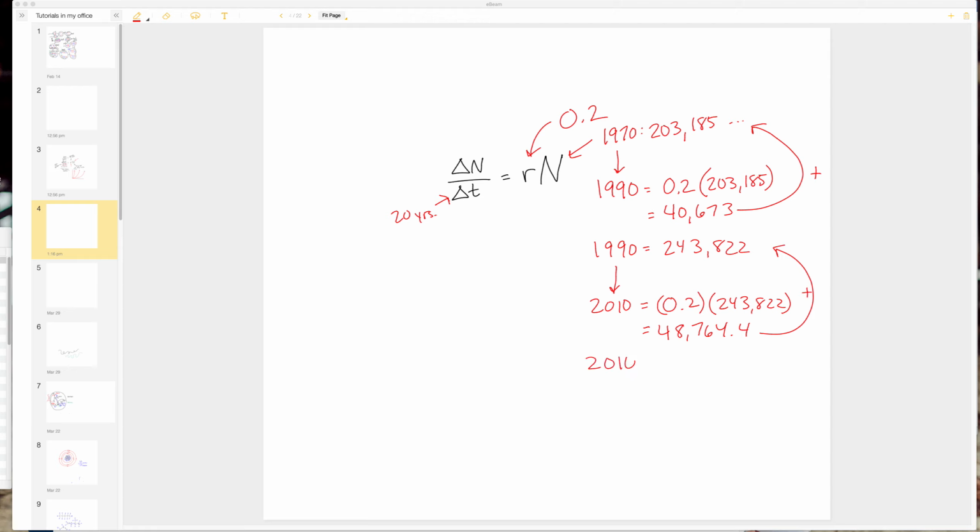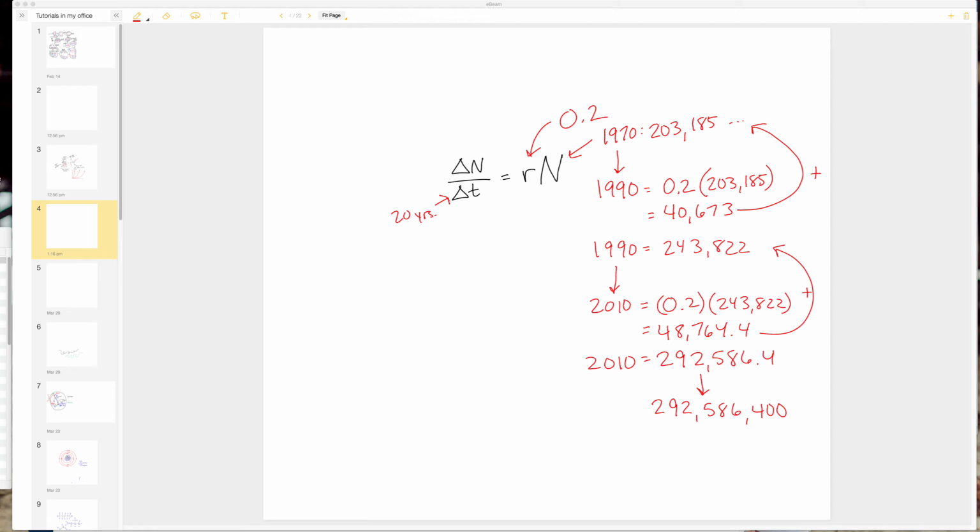All right, so that's what we're going to now add to that population size. So our new 2010 number is 292,586.4. So we'll now translate that into actual numbers, right? It's 292,586,400. So that's our population size.